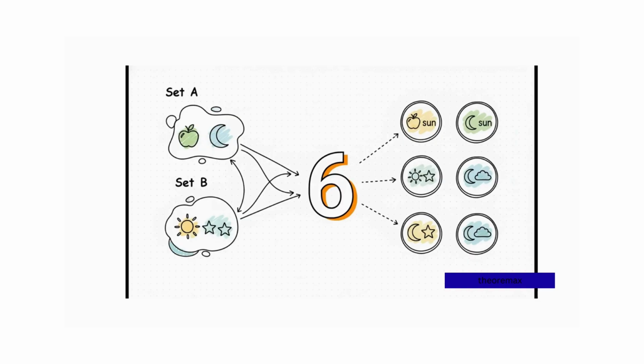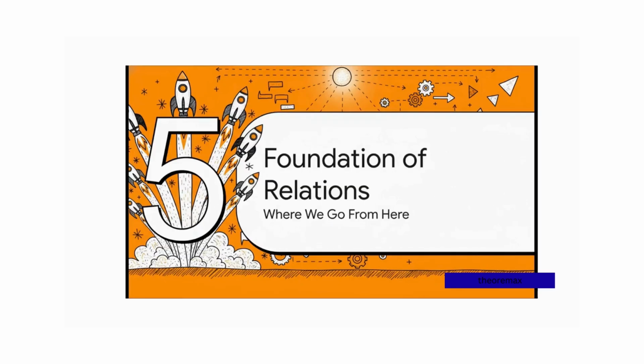You just multiply the number of items in the first set by the number of items in the second. The fancy way to write it is n of A times n of B equals n of A cross B. But for us, it's just 2 times 3 equals 6. Yep, it's really that easy. So, okay, now you totally get the Cartesian product.